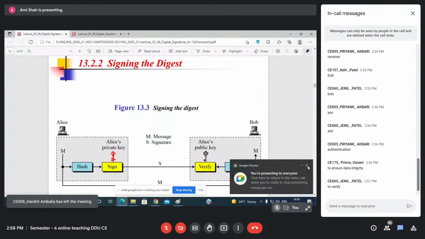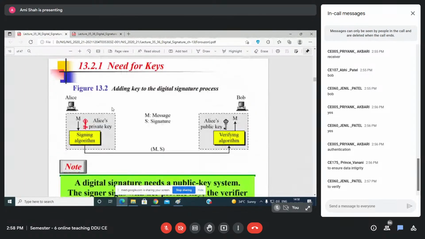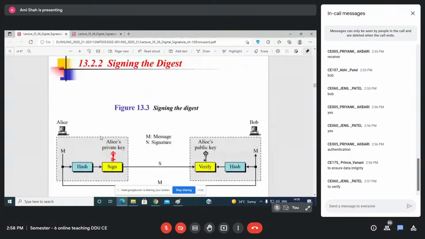Now see here, in this case, the same scenario, but here I am applying the signing algorithm directly on the message with the help of Alice's private key. Just remember that in a digital signature, the messages are normally very long, and that's why we use the asymmetric key. The solution is compulsory: the hash function is used in the case of digital signature, because the messages are very large.